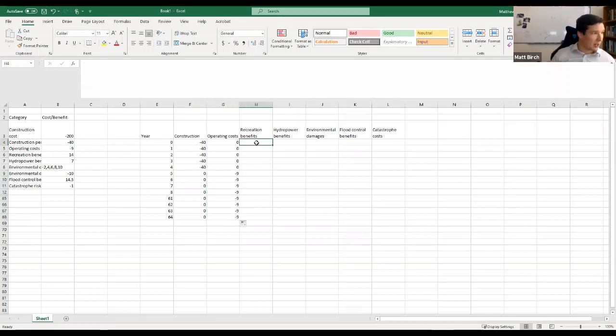Okay. Recreational benefits. None during the first 5 years. But after that, it's 14 per year. All right. Hydropower benefits, 7 a year.